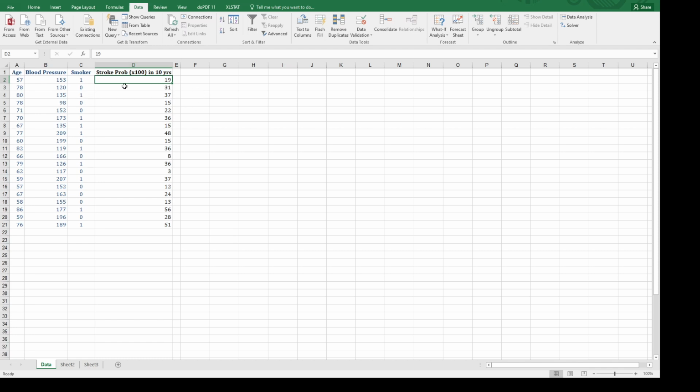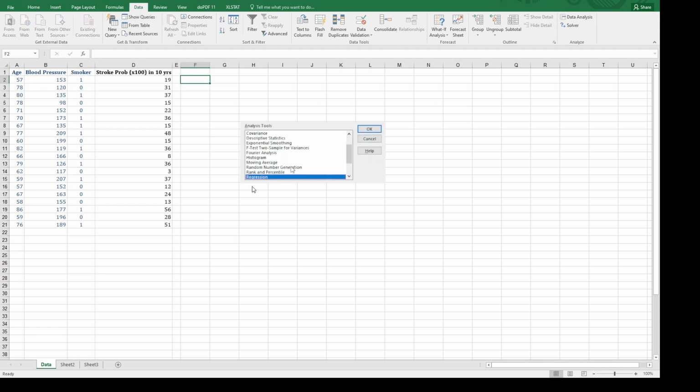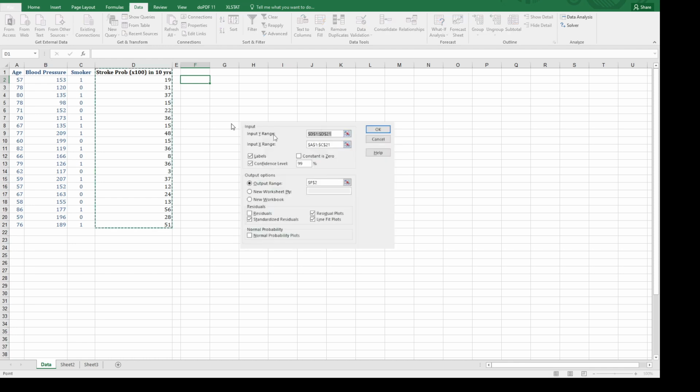Okay, so now that everything is ready, the first row is the label row and the next 20 rows are the data rows. So what we need to do is go to the Data tab and select Data Analysis, and then select Regression among the menu items that show up. So then we click OK. Now we have the input Y range. Y means output, the dependent variable.